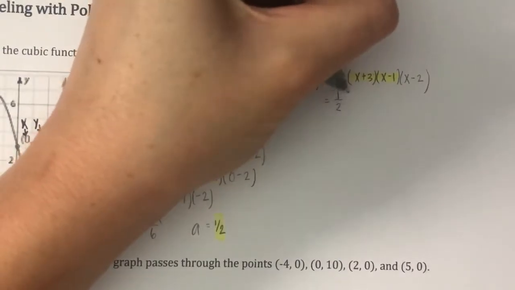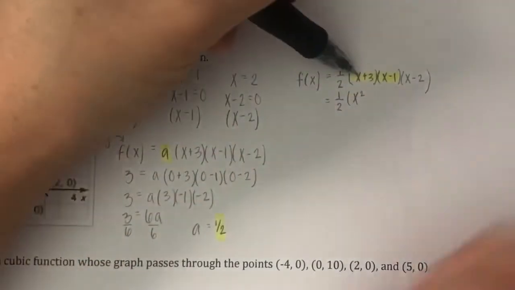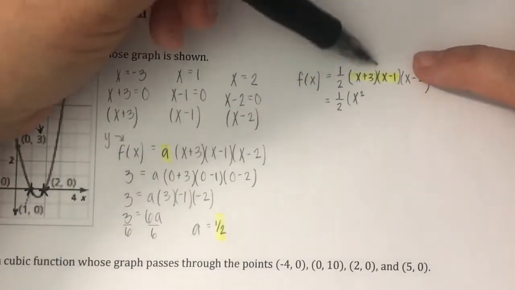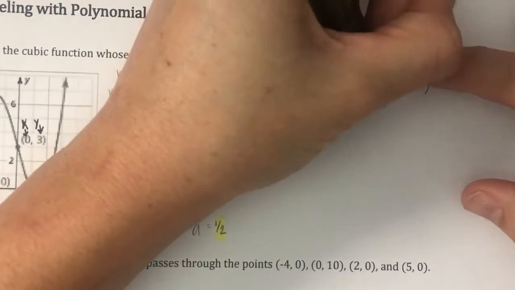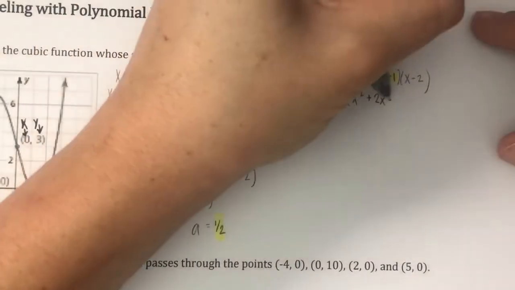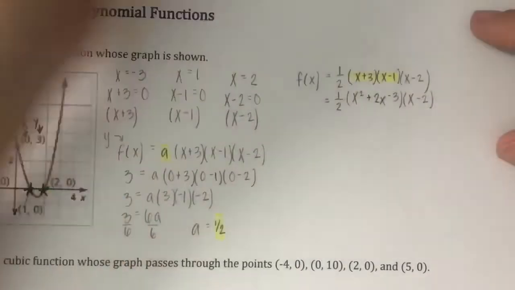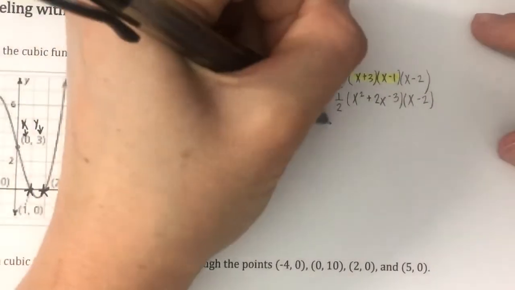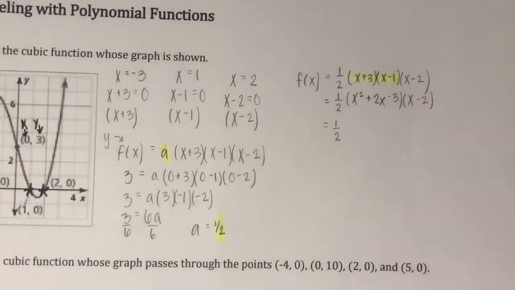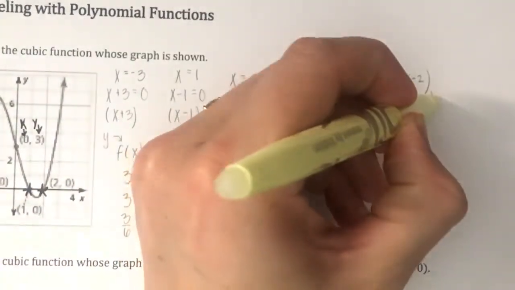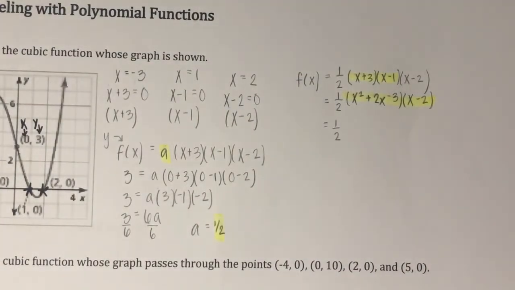So x times x is x squared. X times -1 is -x, and 3 times x is 3x, so if you add those together you get 2x. And then 3 times negative 1 is negative 3, times x minus 2. Again, we'll leave that 1/2 out in front. Now we'll multiply the trinomial by the binomial: x squared plus 2x minus 3 times x minus 2.